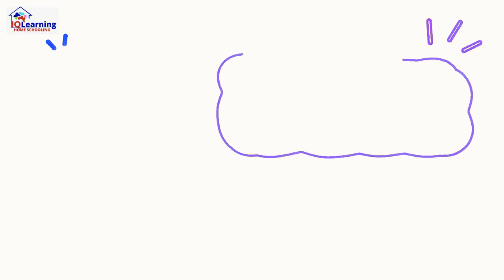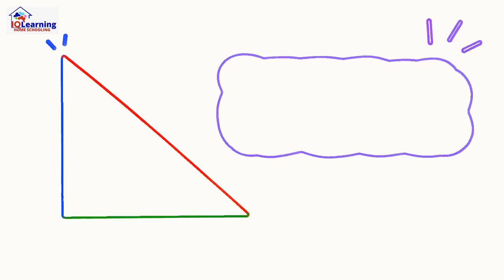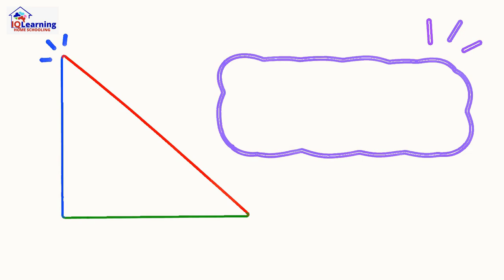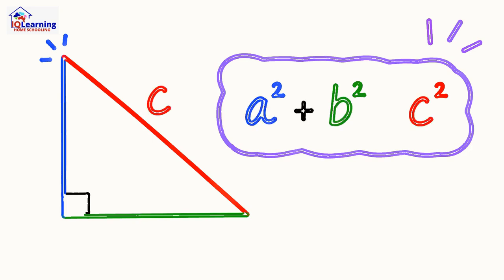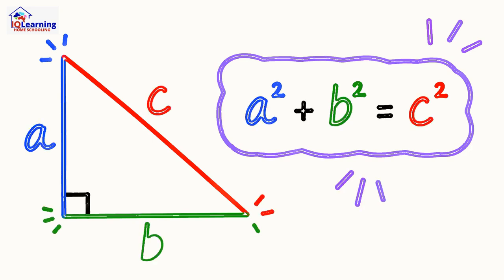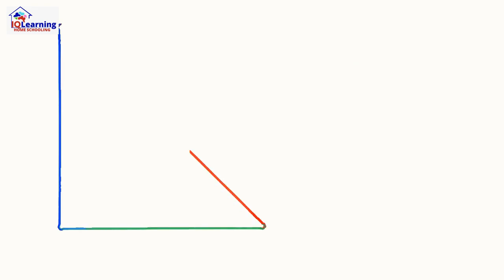Think about the diagonal path on your phone screen, or a ladder leaning against a wall. There's an ancient rule governing these simple shapes. It's Pythagoras' theorem, and it's one of the most powerful tools in mathematics. The rule only applies to a special shape, the right-angled triangle.